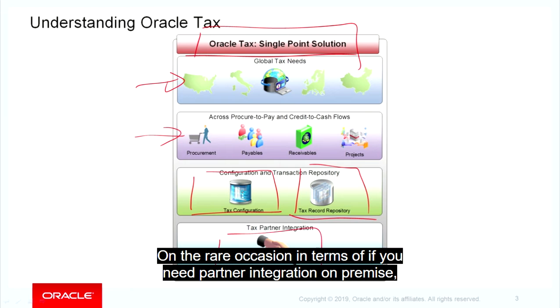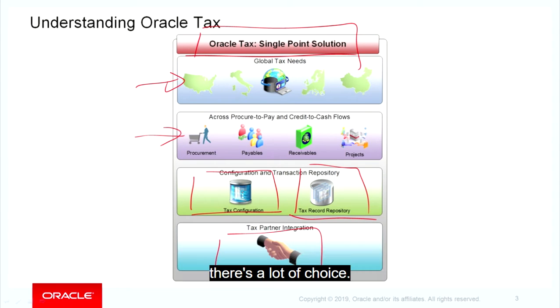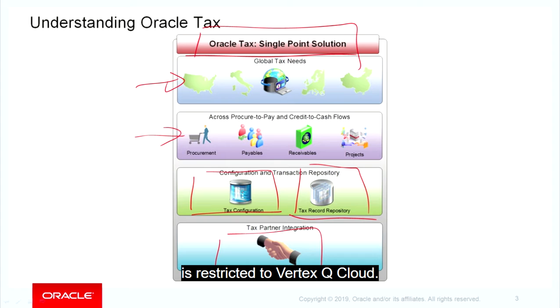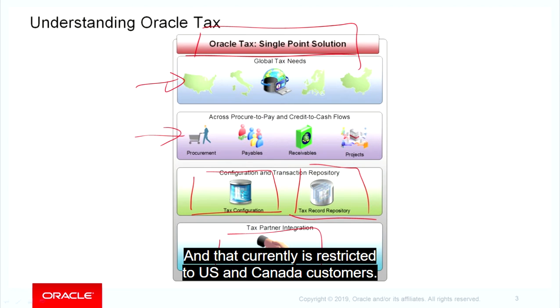On the rare occasion, in terms of if you need partner integration on premise, there's a lot of choice. In the cloud, the, if you like, punch out or use of a third party is restricted to Vertex cloud, and that currently is restricted to US and Canada customers.